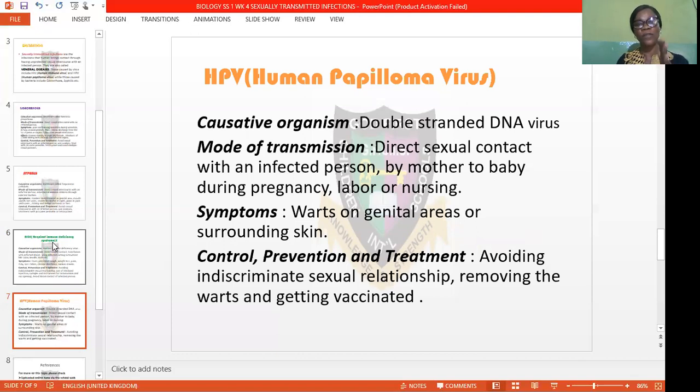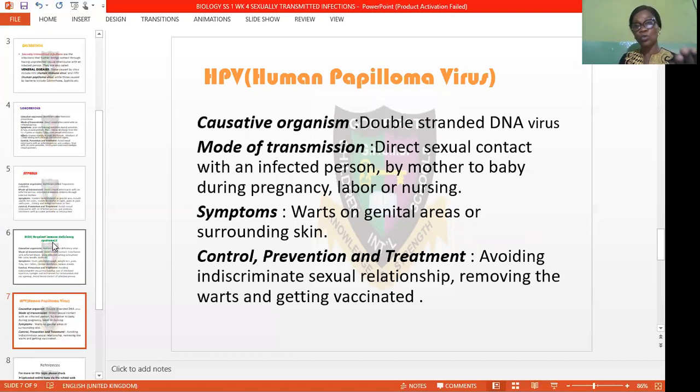What are the symptoms of HPV? On the genital areas or surrounding skin, what is like a skin irritation, usually seen around our private parts. Once you have it or you notice it, please, I will advise you to visit a hospital so that the medical doctor can carry out an examination on you.